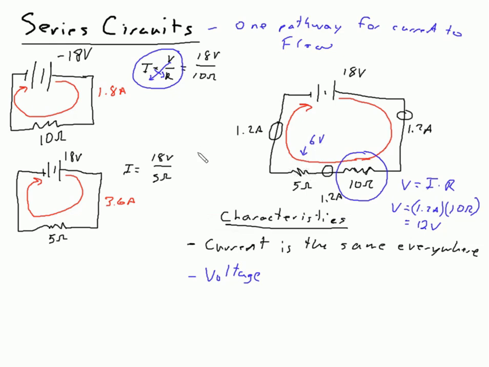And if we take that same thought process we had a minute ago, our voltage should be our current, 1.2 amperes, times 5 ohms. You should get 6 volts when you do that. So the voltage is distributed proportional, and when I say proportional, I mean using Ohm's law, proportional to the resistors.